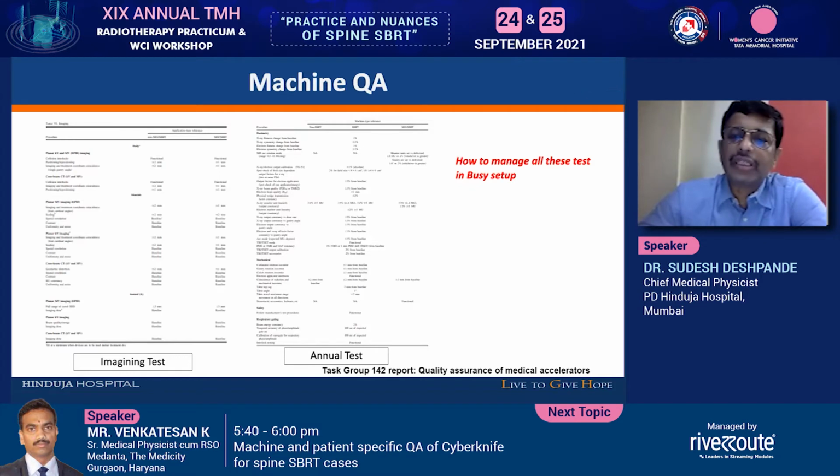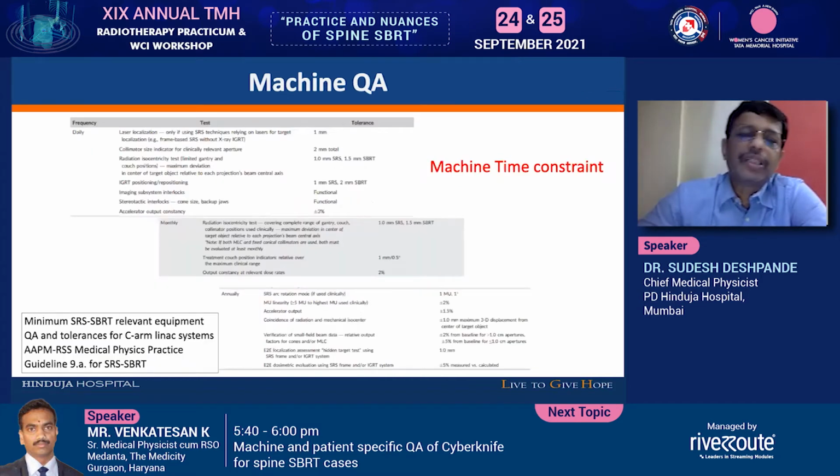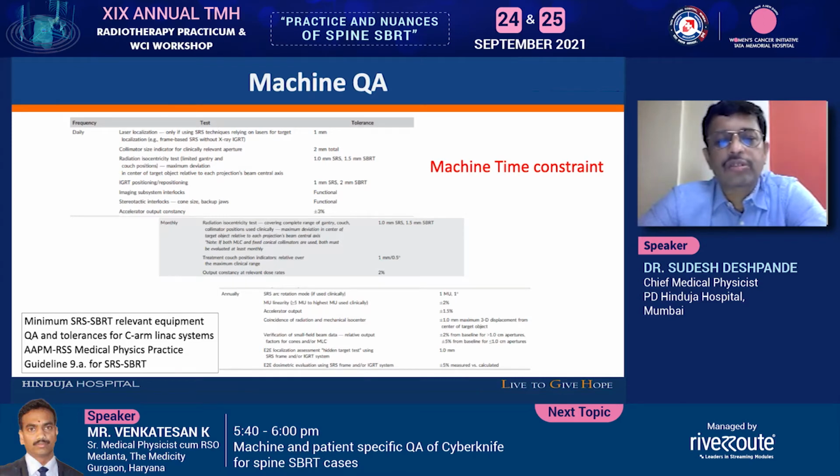So this is not challenging only in a country like ours, but it is a challenge all over the world. Now there is a new guideline, AAPM RSS Medical Physics Practice Guideline number 9, which talks about the minimum required tests that should be done for SRS and SBRT. They went through the list of Task Group 142.